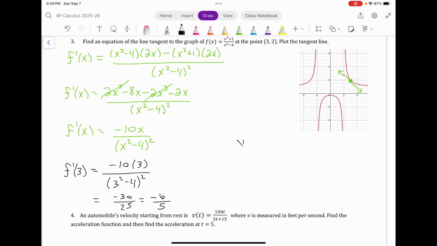So our equation, following the point-slope form, right? So y minus the y coordinate of the point equals the slope that we just found, negative 6 over 5, right? Makes sense because the tangent line has decreasing slope. Times x minus the x coordinate, 3.